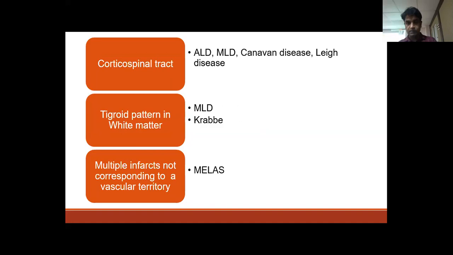Corticospinal tract involvement is seen in ALD, metachromatic leukodystrophy, Krabbe's and Leigh disease. A tigroid pattern in white matter, which we'll see in some of the pictures, is seen in metachromatic leukodystrophy and Krabbe's. And there are multiple infarcts which do not correspond to a vascular territory, as we would expect in a typical arterial ischemic stroke. It is a feature of the MELAS mitochondrial disorder.